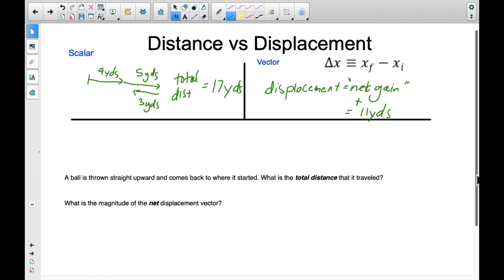Let's look at another example. Same concept. A ball is thrown straight upward and comes back to where it started. What is the total distance that it traveled? So here you have this ball. It goes up for, let's say, 10 meters, and then it comes back down to Earth. How far did it travel? Well, it traveled a total of 20 meters. What was the net displacement, though? The net displacement is 0 meters. In the end, it didn't actually go anywhere, right? It started here and it stopped here, same exact place. It didn't have any net displacement. So that's the difference between distance and displacement.